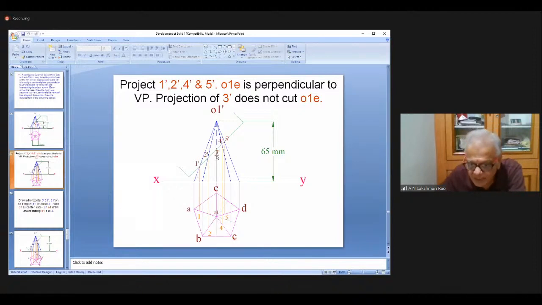Now, dear students, when I draw a perpendicular from 3, it will pass through E and O1. It is not going to cut O1E; it is passing along it. Everywhere it is cutting at 1, 2, 4, and 5, whereas at 3 it is not cutting.